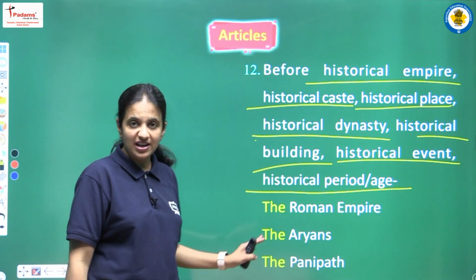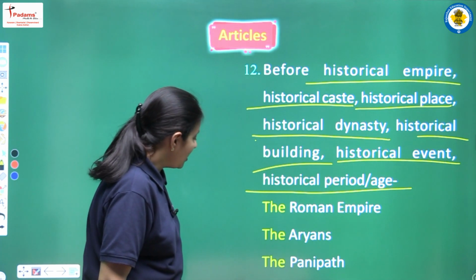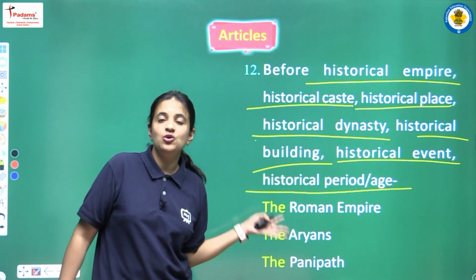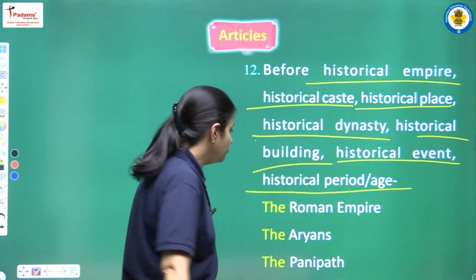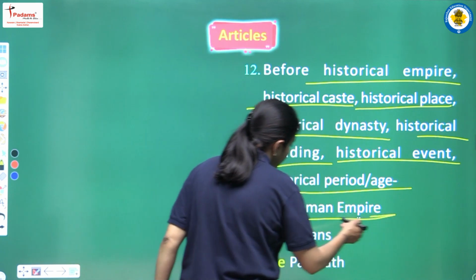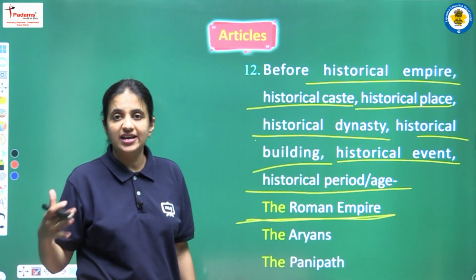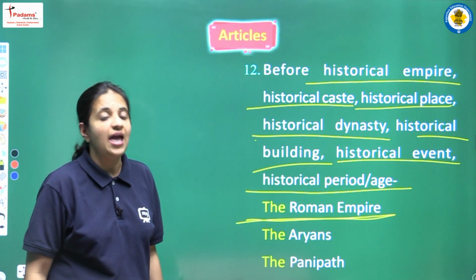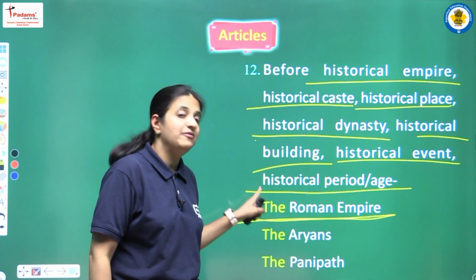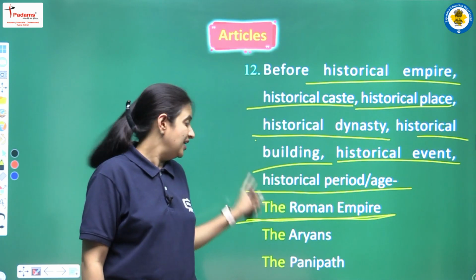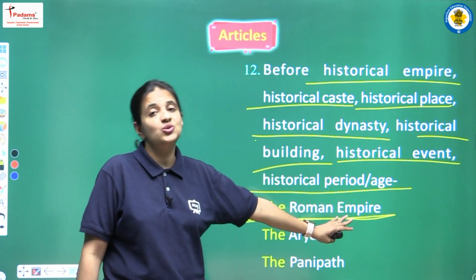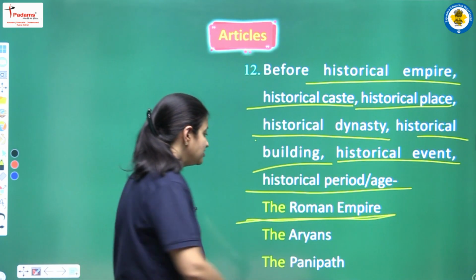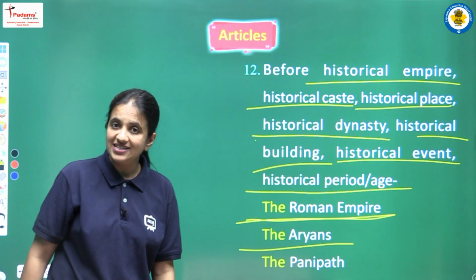Clear? Some examples we are having here. So let's see. First of all, we are having the Roman Empire. So yes, students, all these names you must have read in your history books. So we all know that the Roman Empire, it was a very famous historical empire. It's an example of a very famous historical empire, and this is the reason we are having the here as an article. Next, we are having the Aryans. So Aryan, again, it's a very important, very famous historical caste. So for that we are having the as an article.